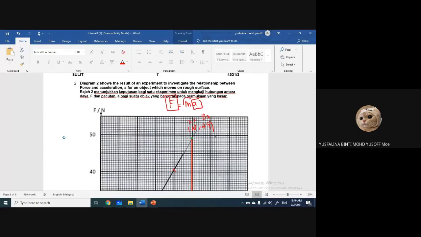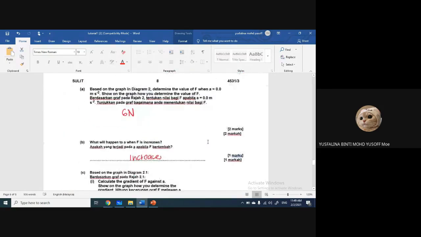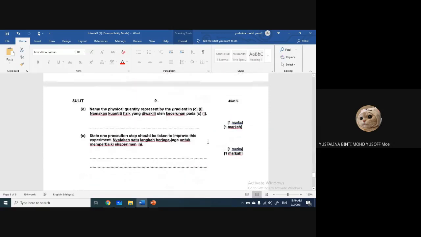So actually in this one, m is the gradient of the graph. Okay, m is equal to the gradient of the graph. So what is m actually? m is mass. Okay, so m is the mass of an object.